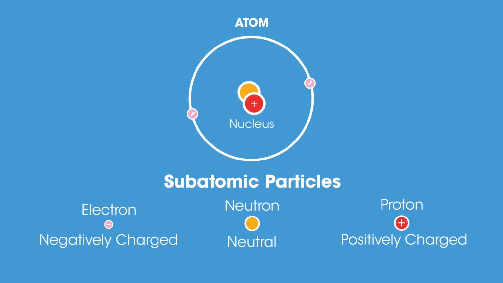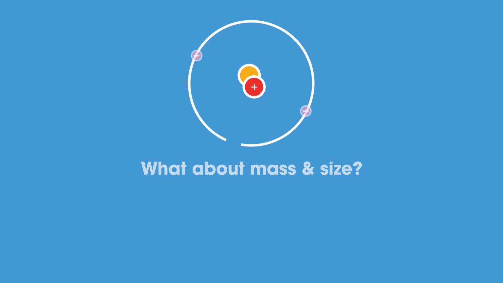Because electrons are negatively charged and the nucleus is positively charged, they are electrostatically attracted to each other, like how gravity ensures attraction between planets and the Sun. So that's the general structure of an atom. What about its mass and size?